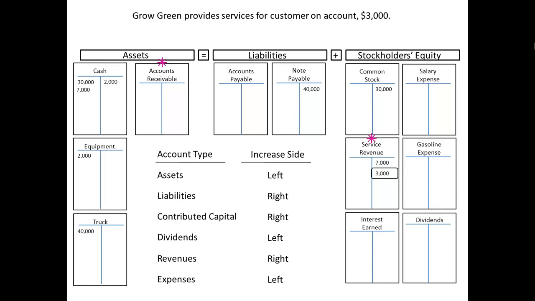Now for accounts receivable. What type of account is it? Asset. What's the increase side for an asset? Left. Did the transaction cause accounts receivable to increase or decrease? Accounts receivable increased because Grow Green now has the right to receive $3,000 from its customer. Since accounts receivable increased, we'll record the $3,000 on the increase side, the left side of the accounts receivable page. We have $3,000 on the left of the accounts receivable page, $3,000 on the right of the service revenue page. The equation is in balance.